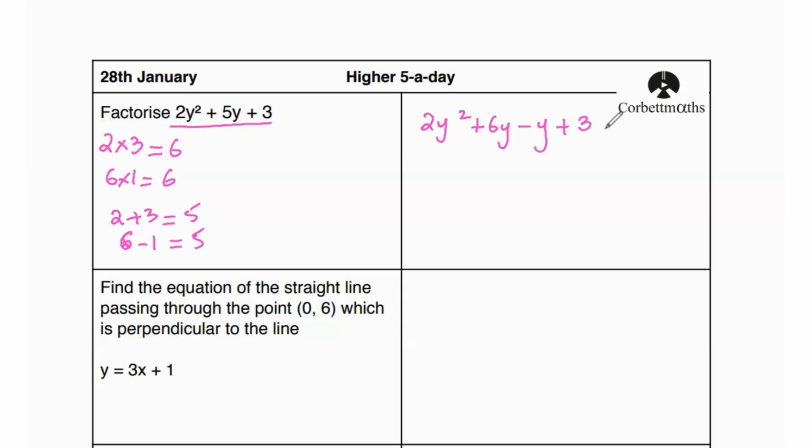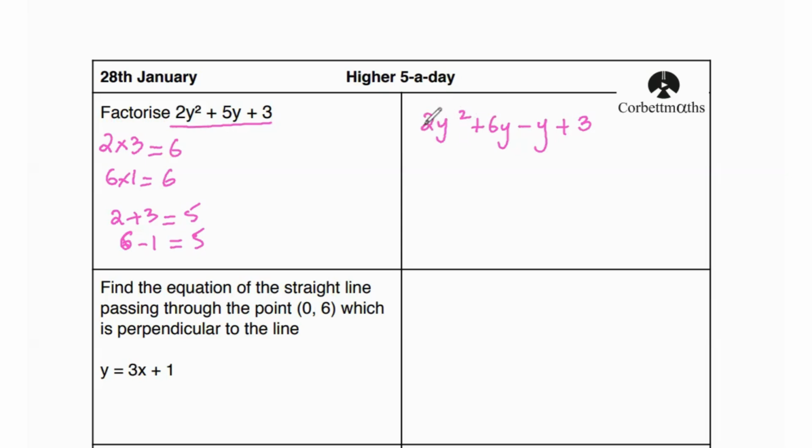But the reason we're doing this is because we want to factor this by grouping. Right now, if you look at the initial equation, we can't factorize it because there's no highest common factor or any other way we can do it. So the only way we can factorize this quadratic equation is by replacing the middle term using the factors of the product of the coefficient of y squared and the constant. So now we're going to factor this by grouping.